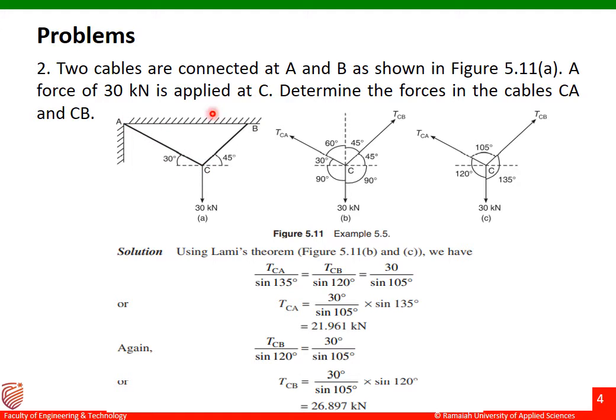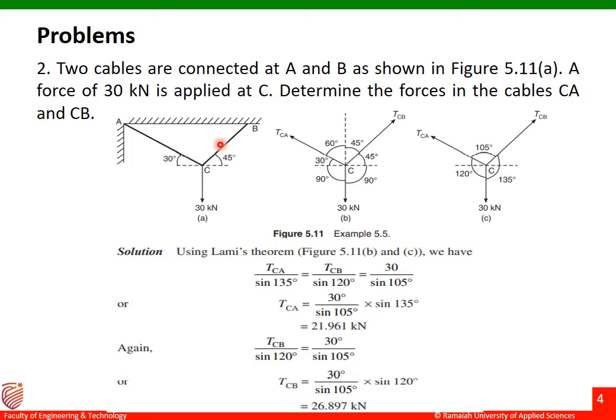This is the fixed support, either a wall or the ceiling. These two cables are connected to the ceiling at point A and at point B. And there is a load of 30 kilonewton acting downwards. Cable CA is making an angle of 30 degrees with respect to the horizontal, and CB is making an angle of 45 degrees with respect to the horizontal. Now we have to find the tension in cable CA and the tension in cable CB.